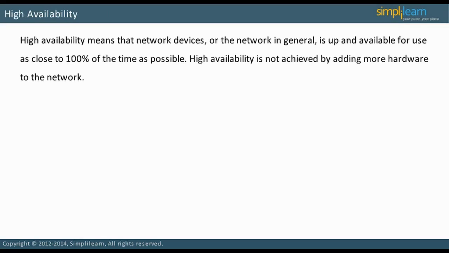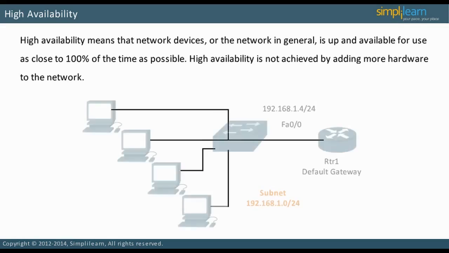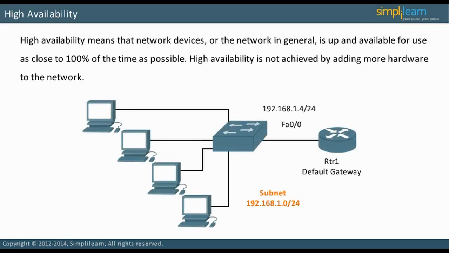High availability means that network devices, or the network in general, is up and available for use as close to 100% of the time as possible. Earlier in this course, we discussed redundancy of devices and links. This redundancy can help achieve high availability. But high availability is not achieved by adding more hardware to the network. Let us view the image on the slide and understand why.